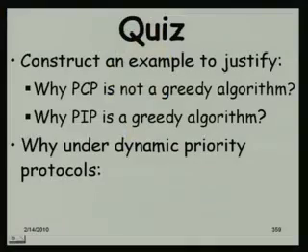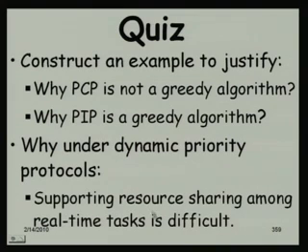Okay, so just think about it. Now, why is supporting resource sharing among real time tasks difficult under a dynamic priority protocol? What problems would occur if we are using a dynamic priority protocol such as EDF, earliest deadline first, and then we want the tasks to share critical resources? What kind of problem will occur?